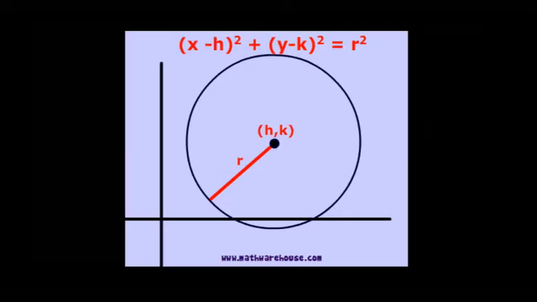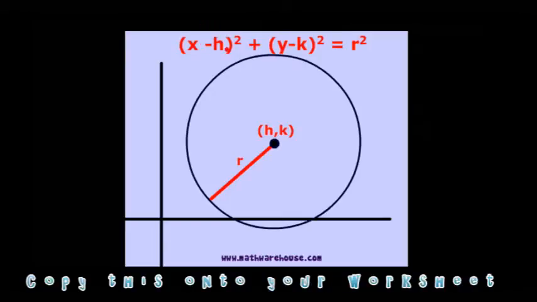The general equation for any circle is given in this form. What you can see that's different now is instead of just an x squared, I've got x minus h all squared, and then I've got y minus k all squared. And what these values h and k are, you can see they're the coordinates of the centre of the circle. R is still the radius, and that's still in the form r squared.